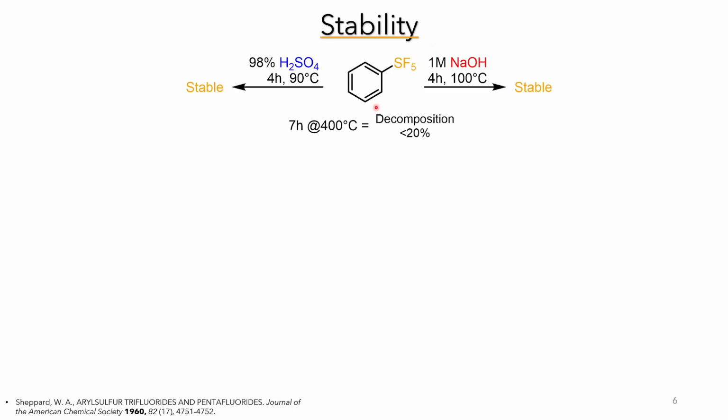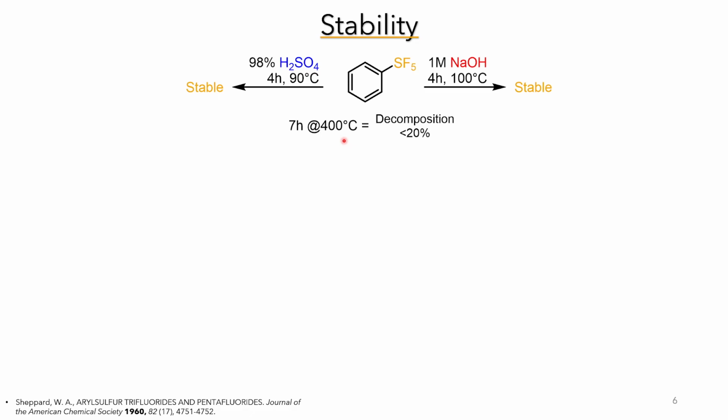We can see here that SF5 is resistant to hydrolysis in boiling concentrated sulfuric acid, as well as resistant to hydrolysis in basic conditions, stable at both of these conditions. CF3 would not survive these. It would hydrolyze under these conditions. Also thermally quite stable. After 7 hours at 400 degrees Celsius, there was a little decomposition.